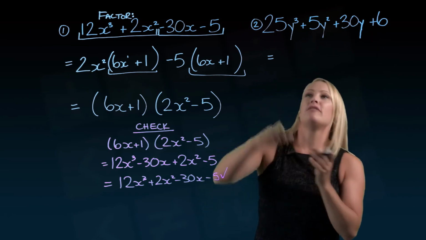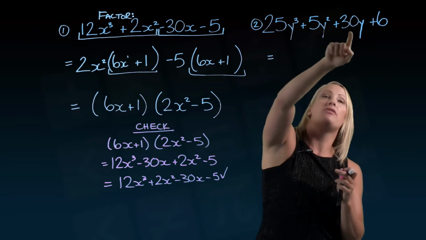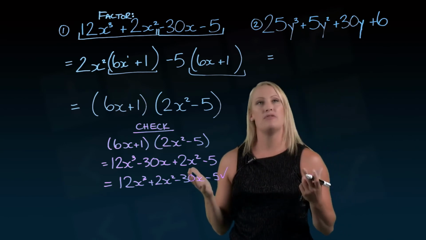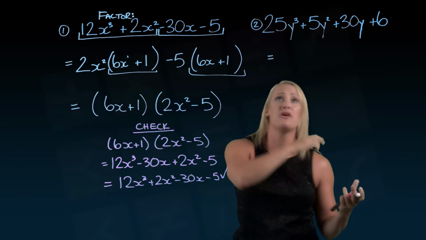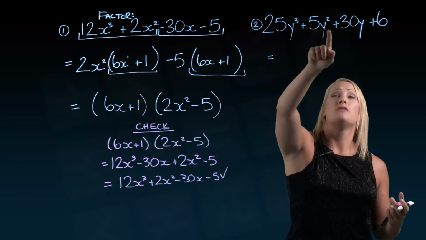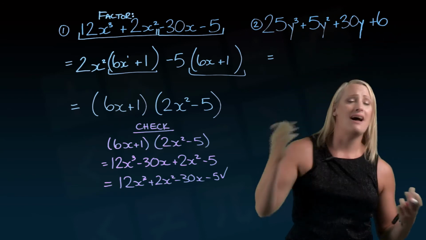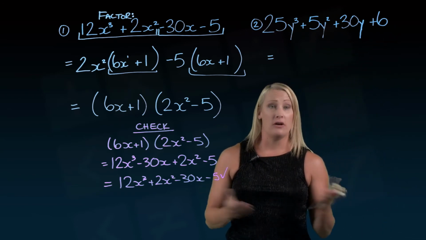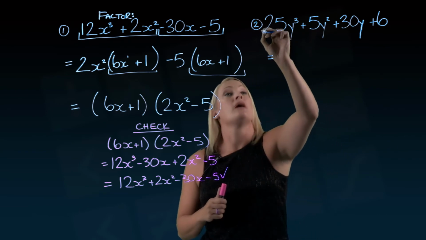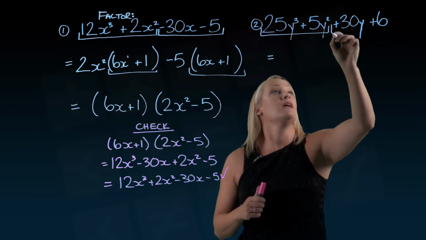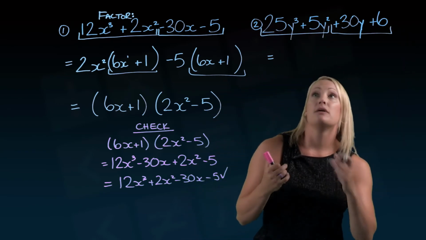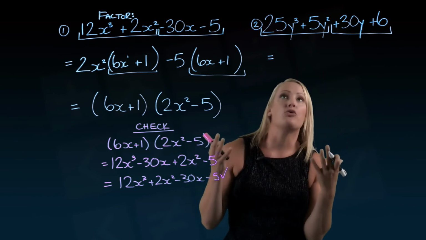We've got values of 25, 5, 30, and 6. I can't think of a common factor that goes into all four of those numbers. Y to the power of 3, to the power of 2, to the power of 1. That one doesn't even have a y. There's no common factor. So I'm going to group. I'm going to take the first two, and then I'm going to take the last two, and I'm going to find now the common factor just of my group.